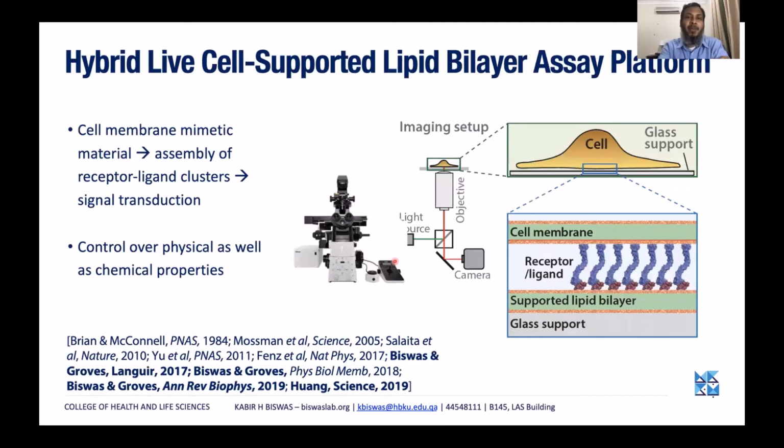More on how we use these supported lipid bilayers. We specifically use them to study cellular signaling events. These lipid bilayers mimic the cell membrane and allow assembly of receptor-ligand clusters that can induce signaling inside the cell. The reason we use supported lipid bilayers is that we can control the physical as well as chemical properties of the membrane, as well as the biomolecules that we display on the membranes.